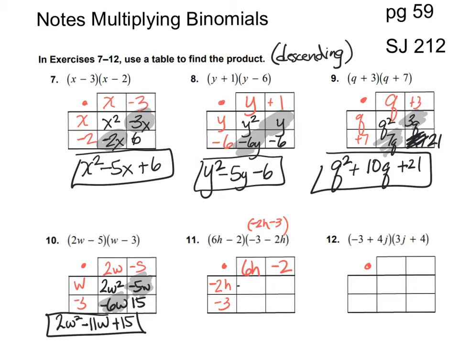6h times negative 2h is negative 12h squared. Negative 2 times negative 2h is positive 4h. 6h times negative 3 is negative 18h. Negative 2 times negative 3 is positive 6. Okay, combine like terms. My like terms are here. I'm going to have negative 12h squared minus 14h, negative 18h plus 4h is negative 14h plus 6. That's my answer.